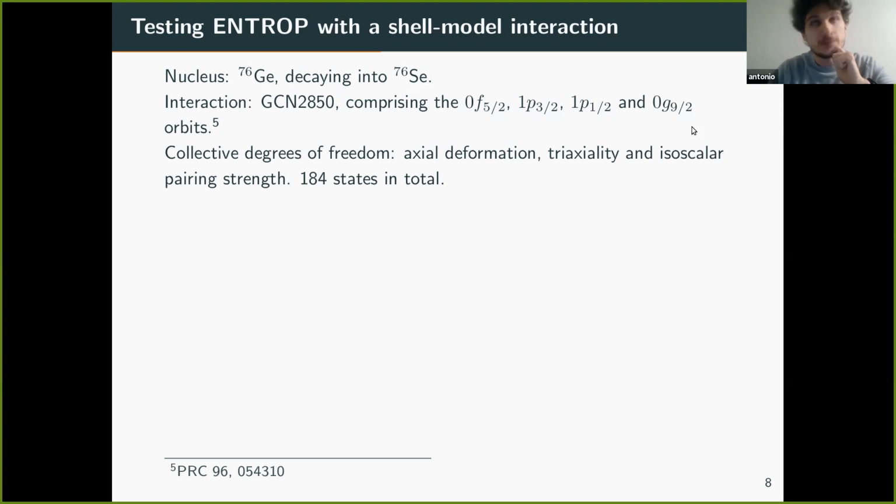And well, yes, of course, the collective degrees of freedom that we're going to constrain are the quadrupole deformations, so axial and triaxial deformations, but also isoscalar pairing, so this neutron-proton pairing. And in total, we have, as I said before, almost 200 states, so 184. The good thing about this shell model interaction is that not only can we compute the full calculation using 184 states, we can also compute the exact results for the energy and for the nuclear matrix elements. And we can compare with both.